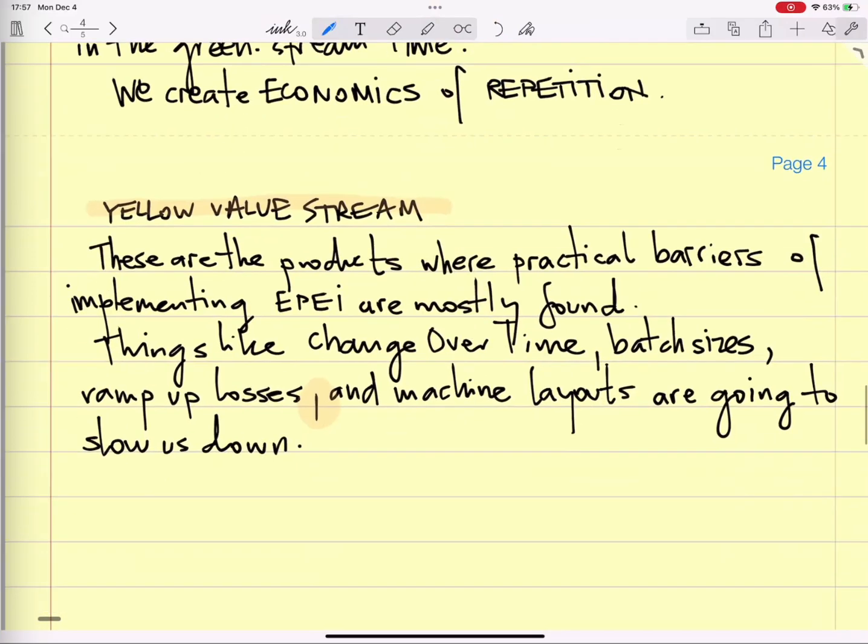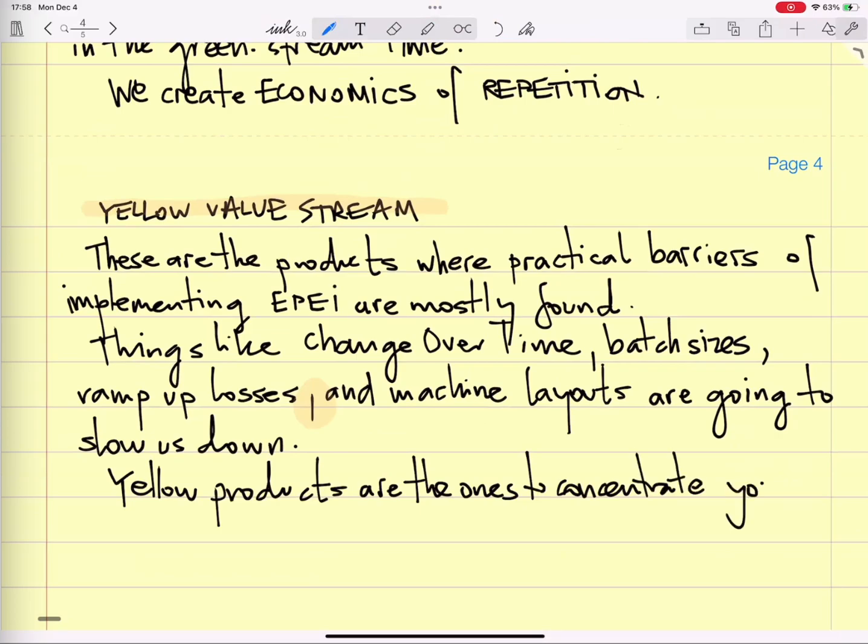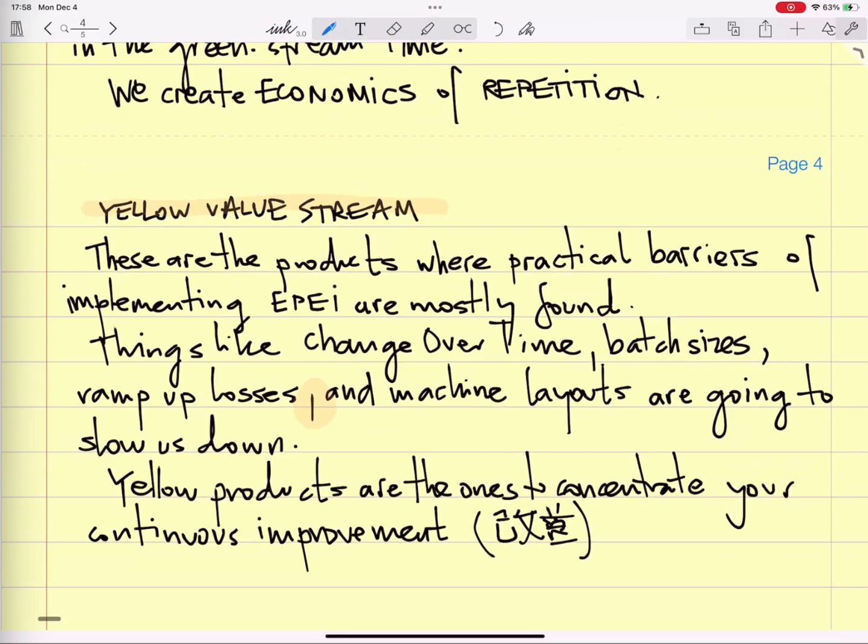Yellow products are the ones to concentrate your continuous improvement or Kaizen activities on. Okay.